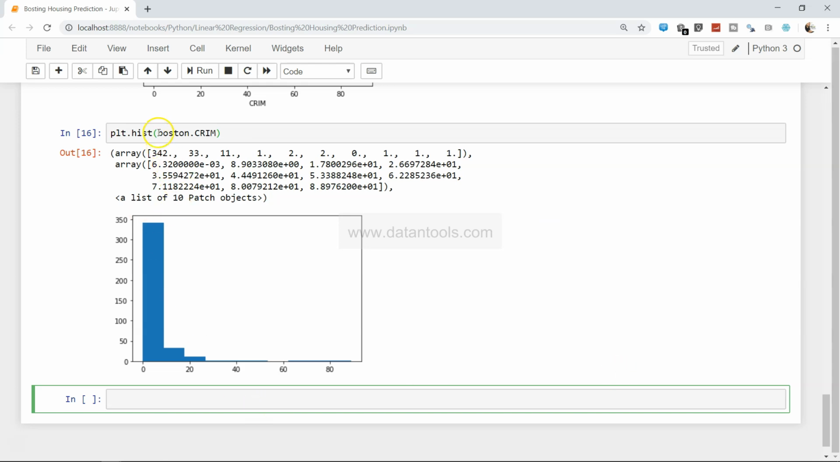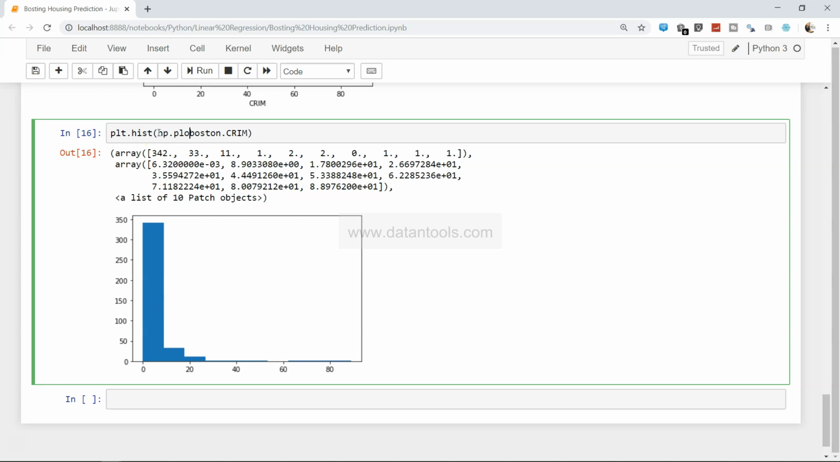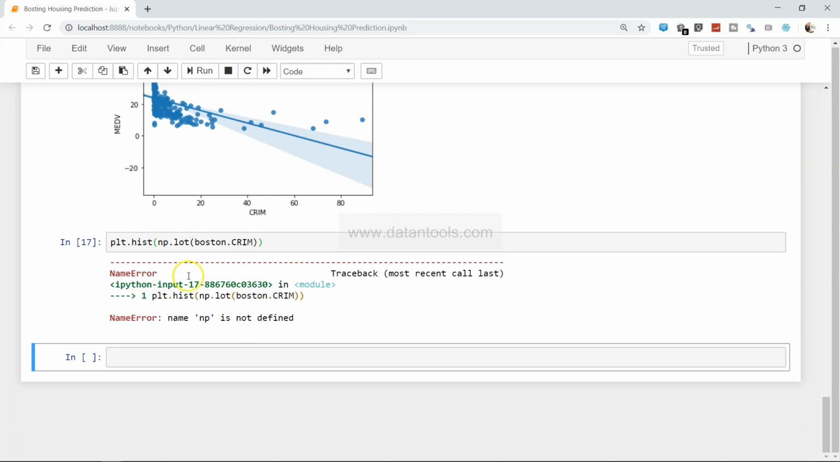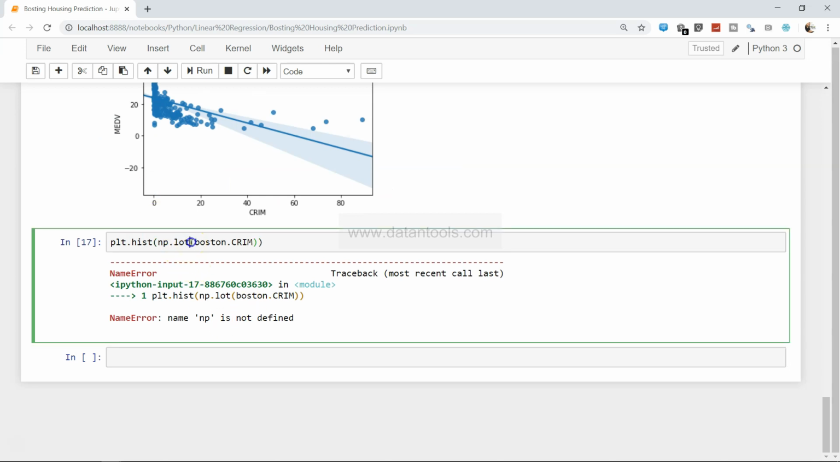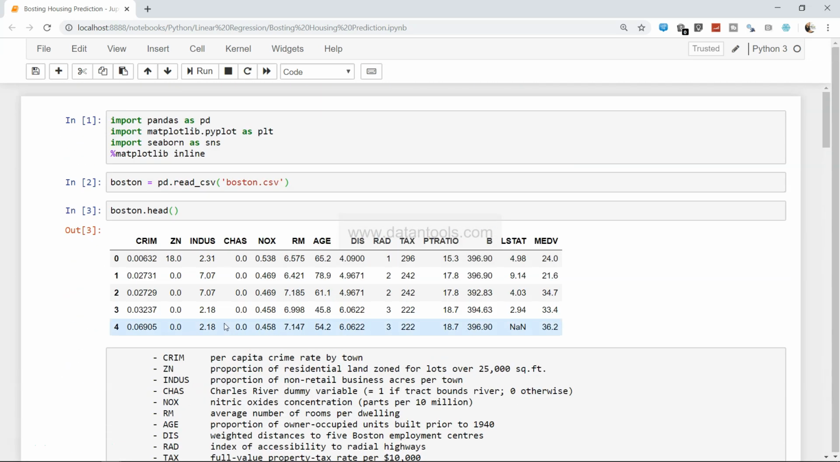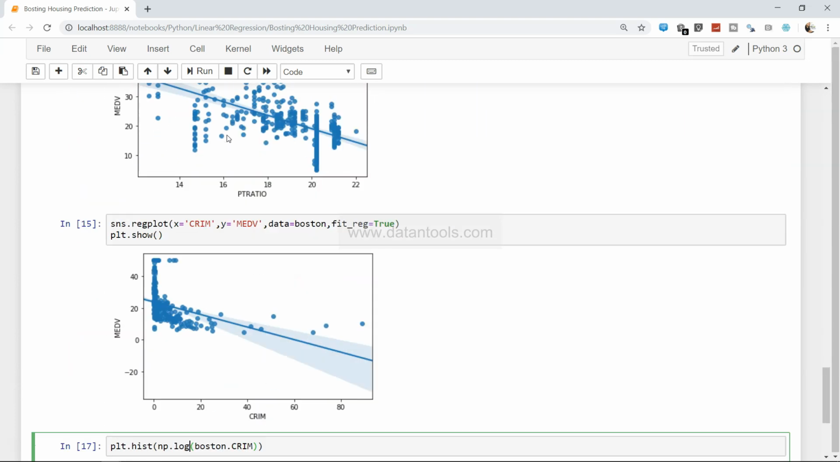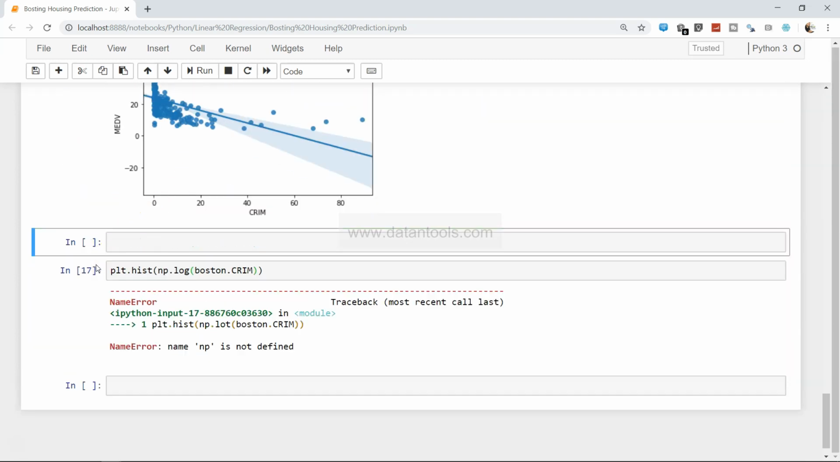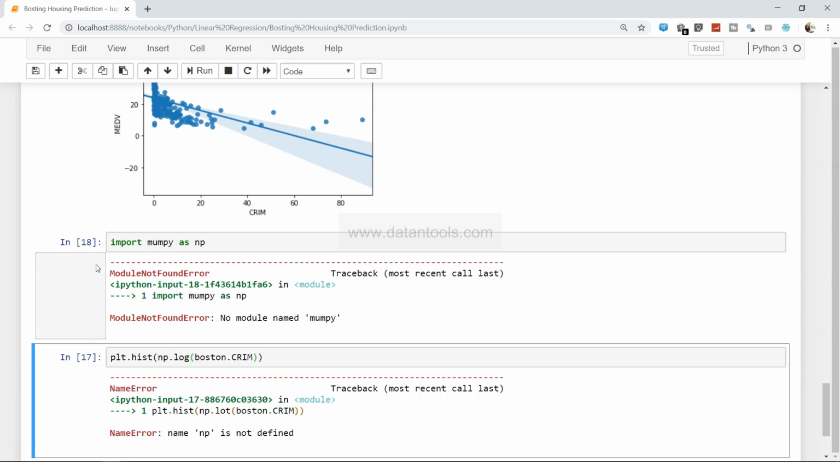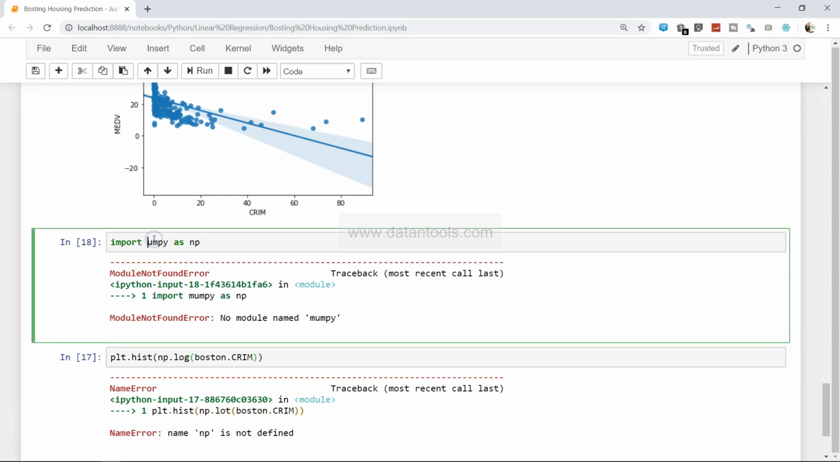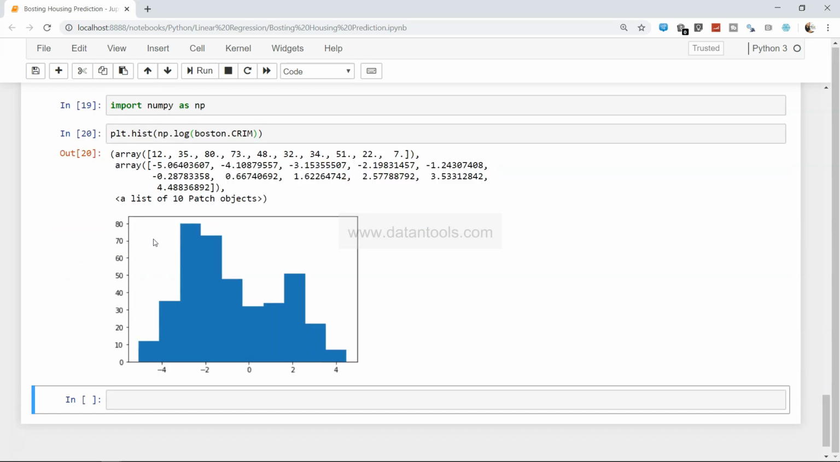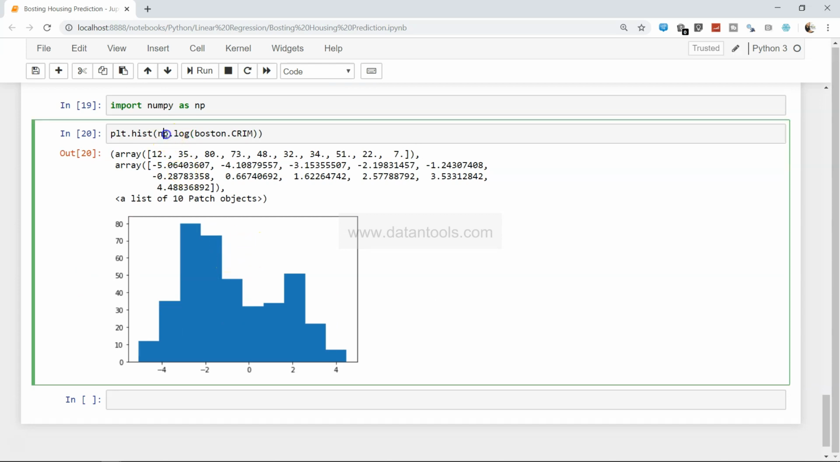So over here what we can do is simply say np.log, and then log. I believe I have defined np, if I am not wrong. No, I have not. Okay, all right. So I'll press A and simply say import numpy as np. Right, so here it shows a sort of normal distribution once we have taken the log of it.